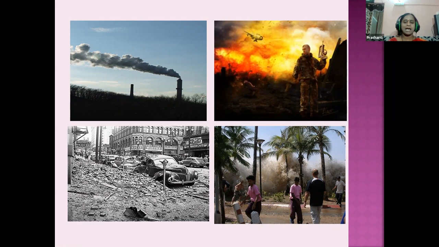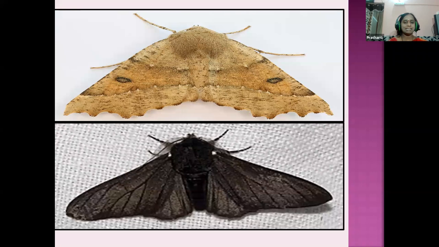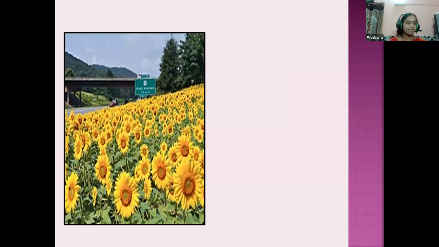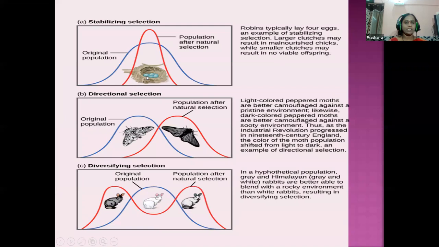For example, when you take light-colored moths of Biston betularia and dark-colored ones, they will be settling according to the environment, like the rural area or the polluted area. Next, when you take the sunflower population in California, having two subpopulations of the dry area and wet area, if these do not interbreed and are completely separated, they form a completely new species. So these are the examples, children. Even when you take the robins, the big sized and small sized eggs will be completely eliminated. Here only the medium size survives, and that is the example of stabilizing selection.